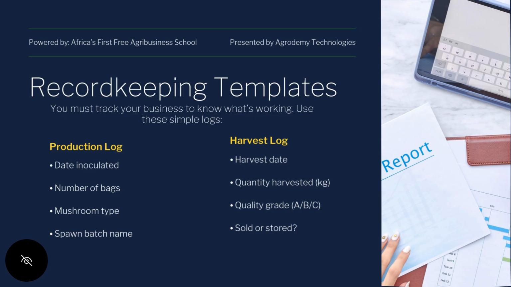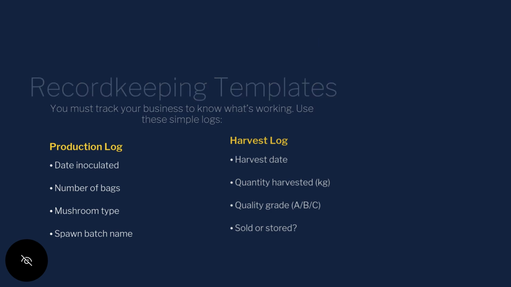Then you also keep a harvest log. So harvest date, quantity harvested, what is your quality grade. You can decide to have quality grade A, B, and C: very fresh and big, medium size, small size. Right? Was it sold, or was it stored, or was it processed? These are the kind of things you put in your harvest log.